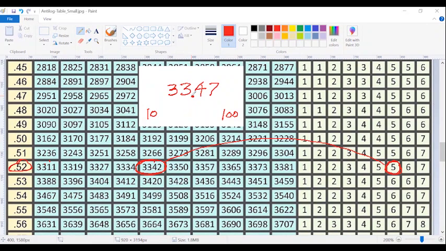Now just have a printout of the log table, or you can buy a log table from the shop and do a lot of practice before you appear in the exam.